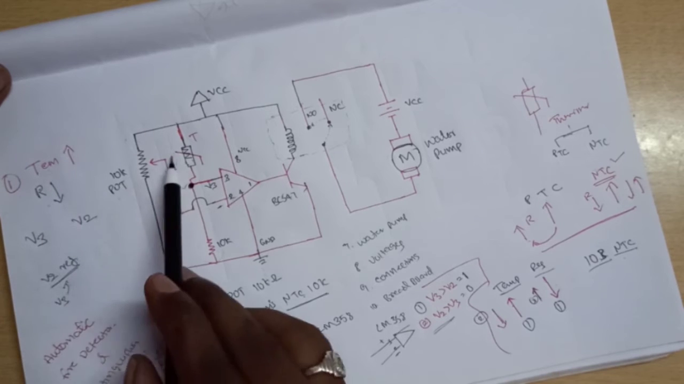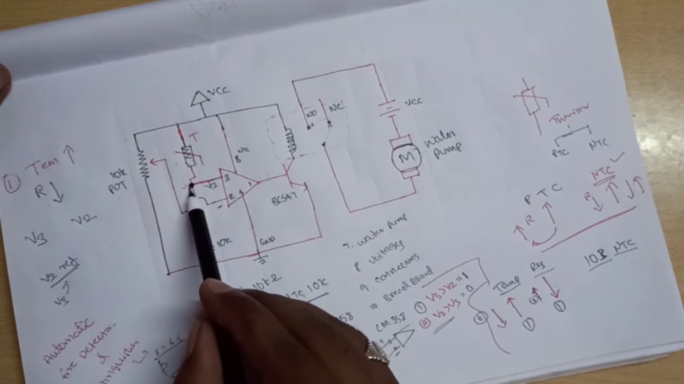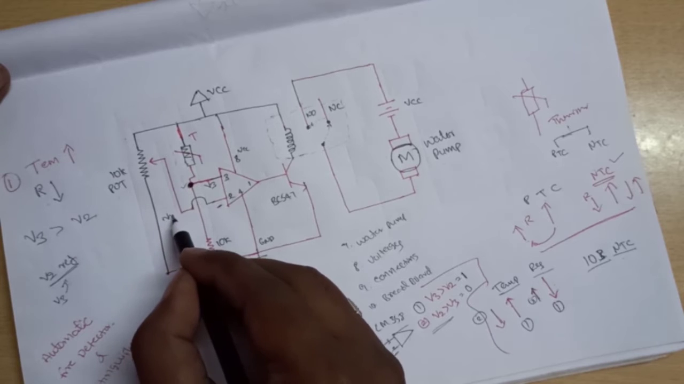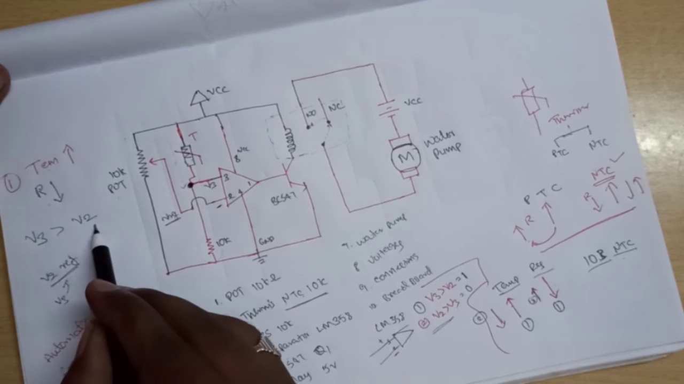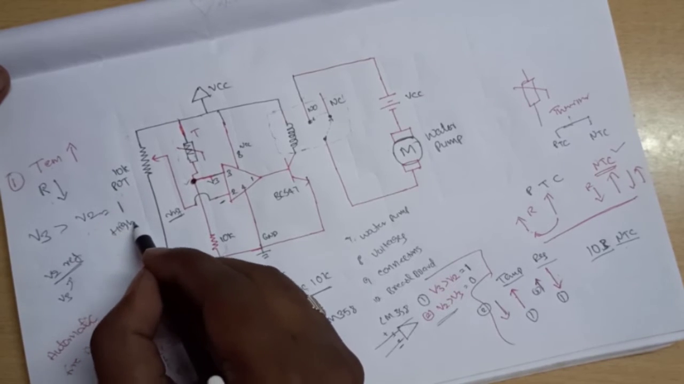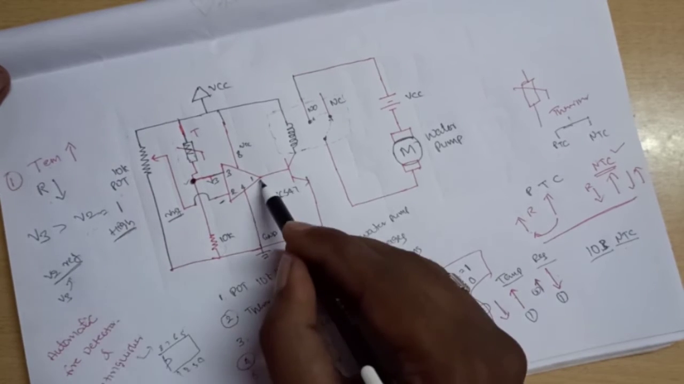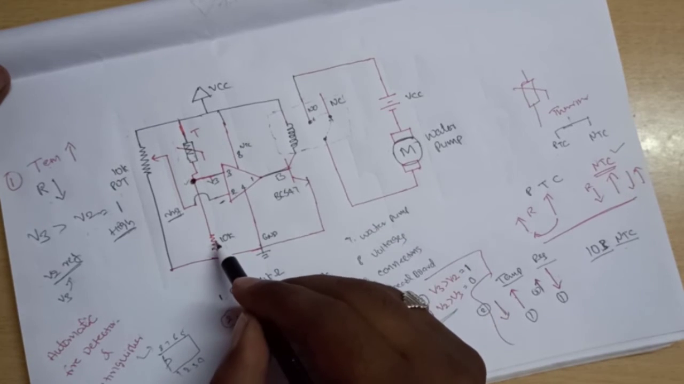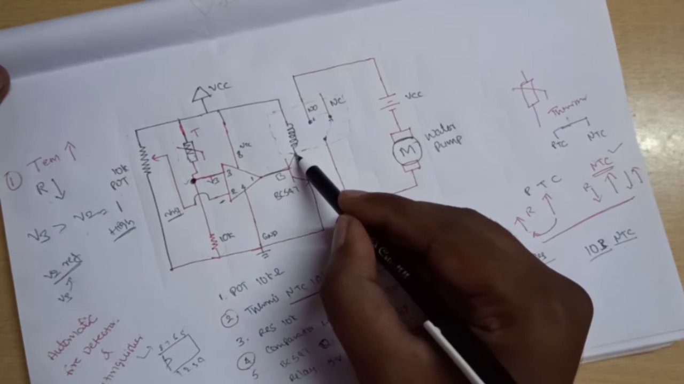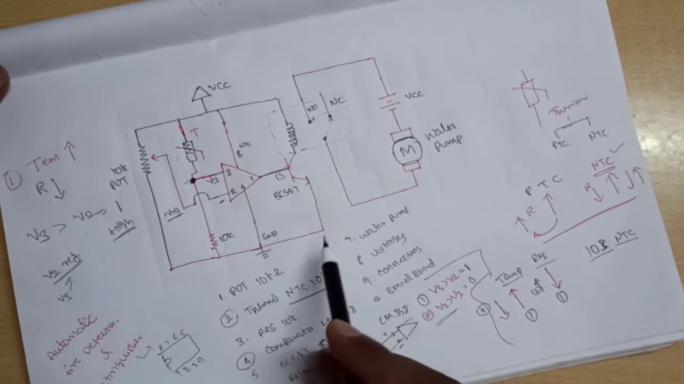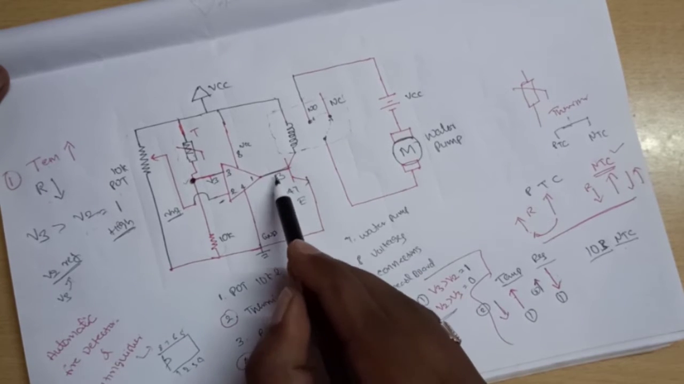Due to the low resistance path, some voltage will be developed here. So this voltage is greater than the pin number 2 reference voltage. So this is the V reference. So V3 is greater than V2. At this condition, it will produce 1, meaning high voltage. This high voltage is applied to the base of the transistor. So this is the base of the transistor. Here the collector is connected to the VCC through the relay coil, and the emitter is connected to the ground. So the remaining connection is the base.